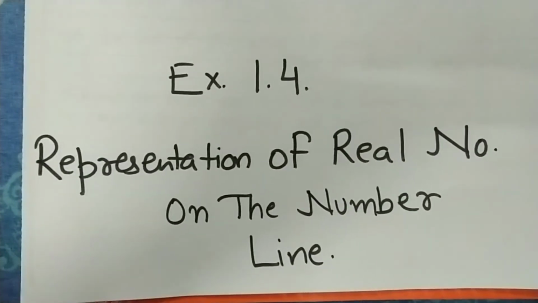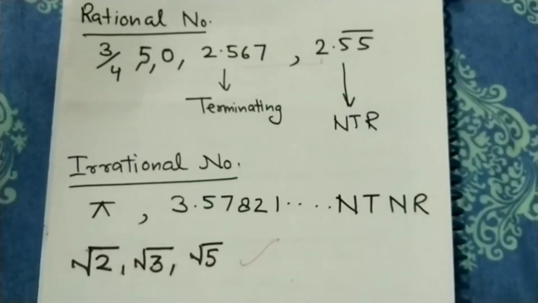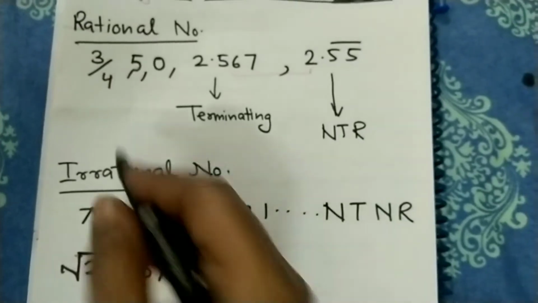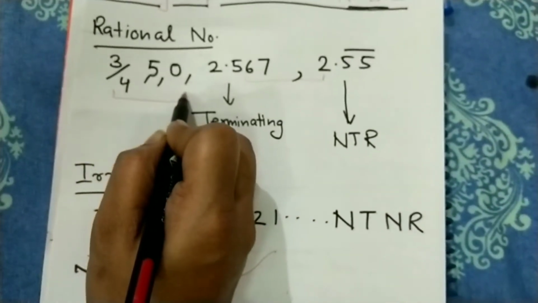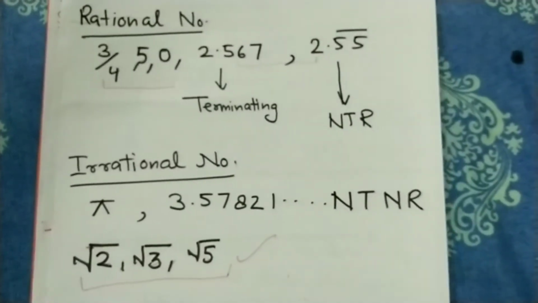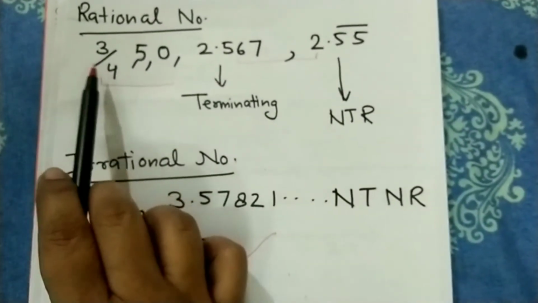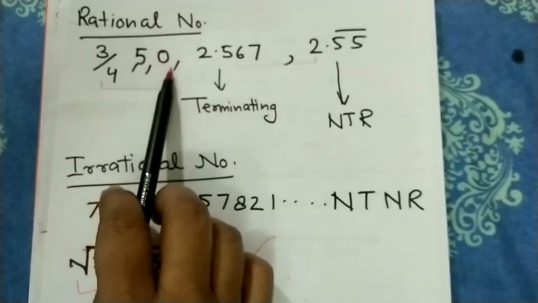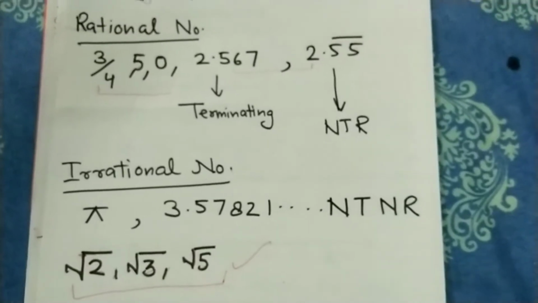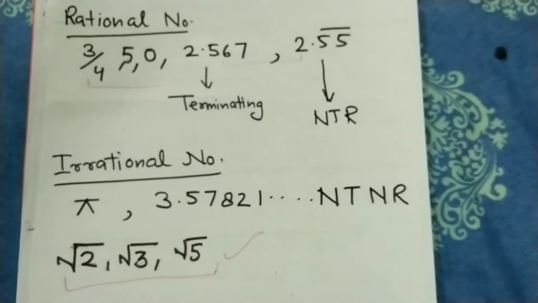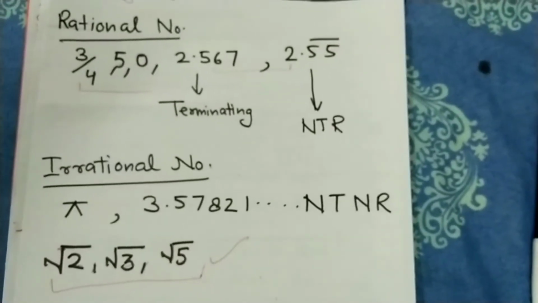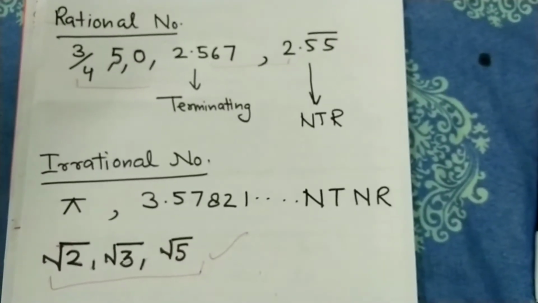As you all know, real numbers include both rational and irrational numbers, and we have already studied the representation of rational as well as irrational numbers on the number line. We already know how to locate 3 by 4, 5, 0, under root 2, under root 3, under root 5, and so on, on the number line. So we have learned to solve them. Now the question arises, what are we going to do in this exercise?